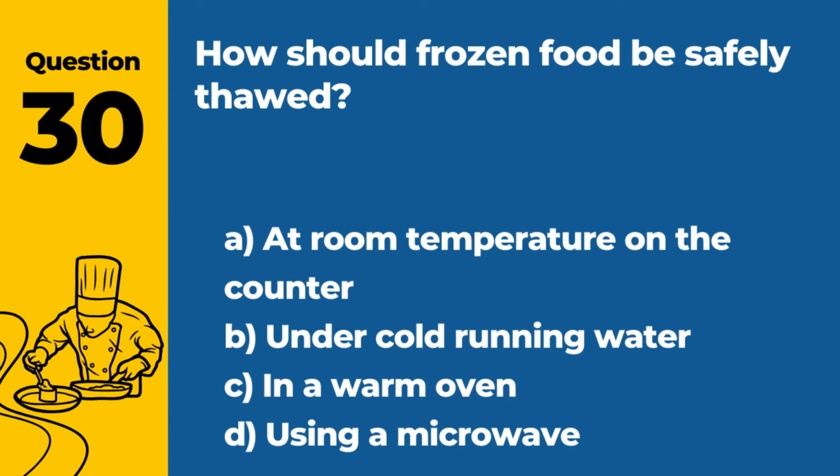Question 30. How should frozen food be safely thawed? A. At room temperature on the counter. B. Under cold running water. C. In a warm oven. D. Using a microwave. Answer: B. Under cold running water. Frozen food should be safely thawed under cold running water, in the refrigerator or as part of the cooking process, but not at room temperature.